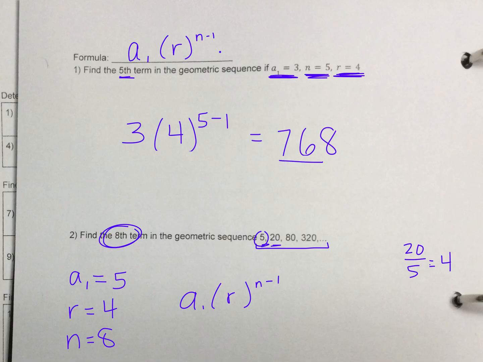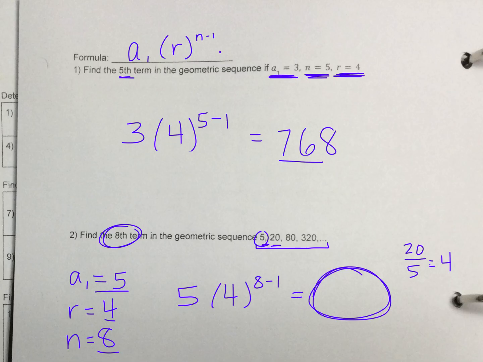All right, I see my A1. I'm going to erase it, and I'm going to put my 5 in, because that's what I found. See my R, I'm going to erase it, and I'm going to put my 4 in, because that's what I found. I see my N, I'm going to erase it, I'm going to put my 8 in. I would like for you to tell me what the answer is. Thank you.